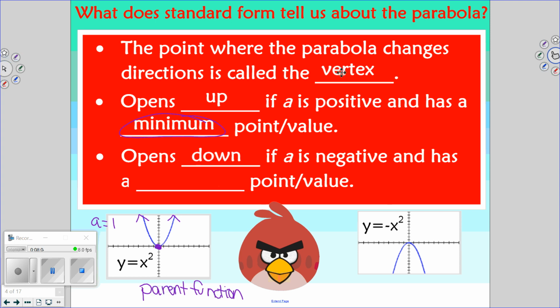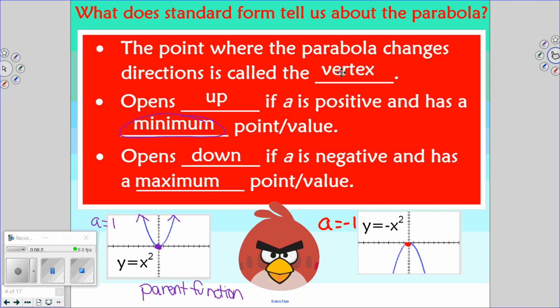Okay, so it opens down if A is negative, right? My A here is -1. And then my vertex is the highest point, which is the maximum. So you have to stop and think what that graph looks like to decide if that value is a minimum or a maximum.